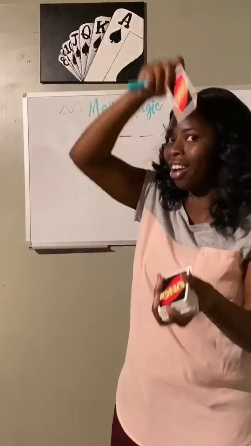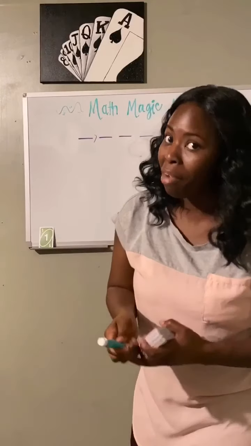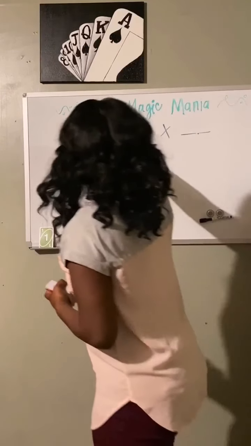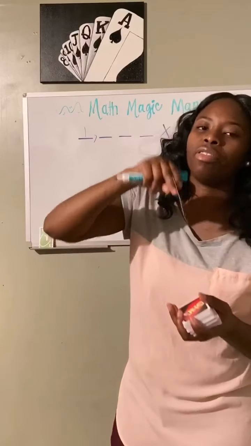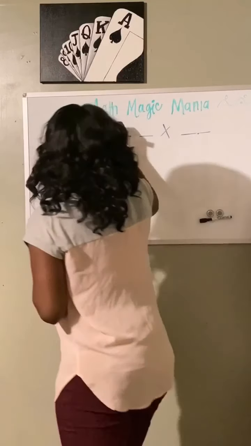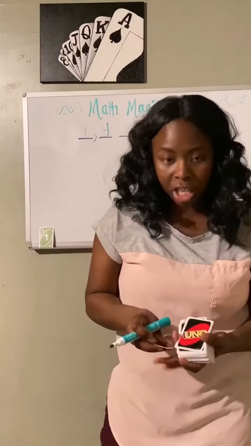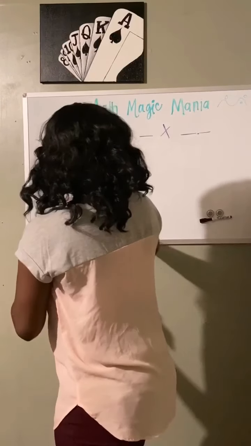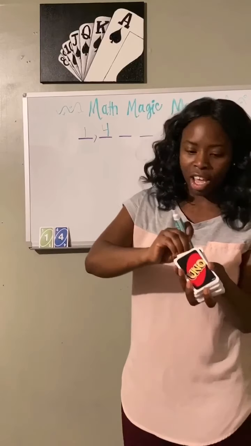Pull out the number 1. So this is going to be my first number. So the number 1, it's going to be 1,000 something. Pull right off the top. 1,400. Wonder what's going to be next. What's going to be next?